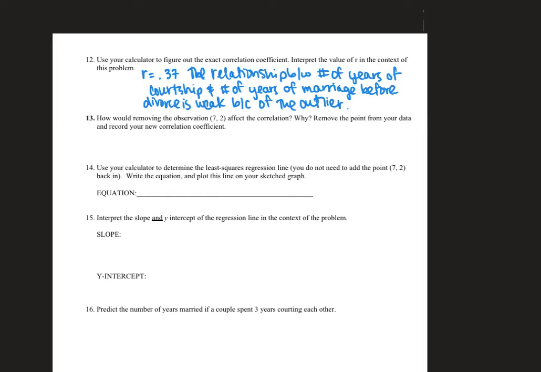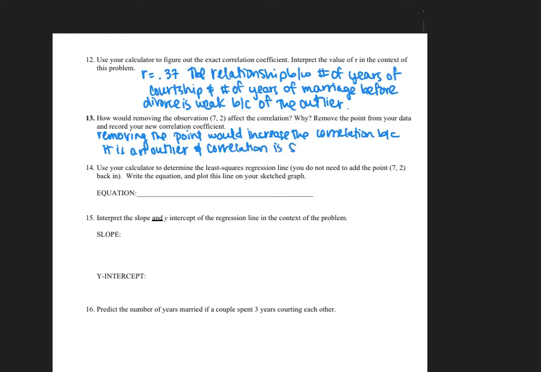All right, 13 says, how would removing the observation 7, 2 affect the correlation? Well, since that's an outlier, removing the point would increase the correlation because it is an outlier, and correlation is sensitive to outliers. When you actually remove that point, you get a correlation coefficient of 0.91.